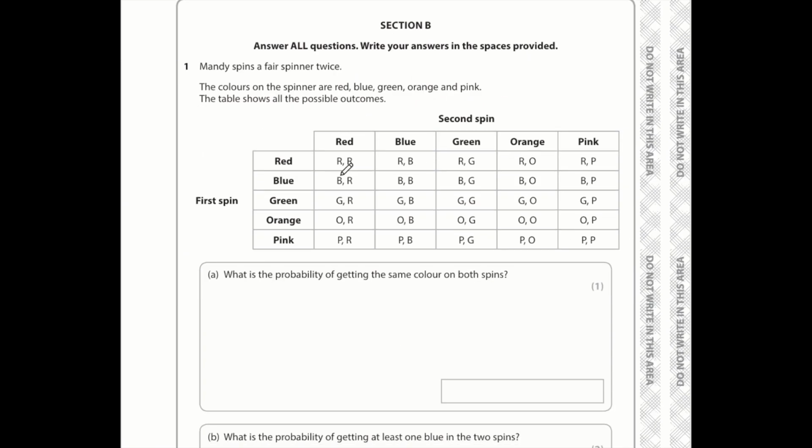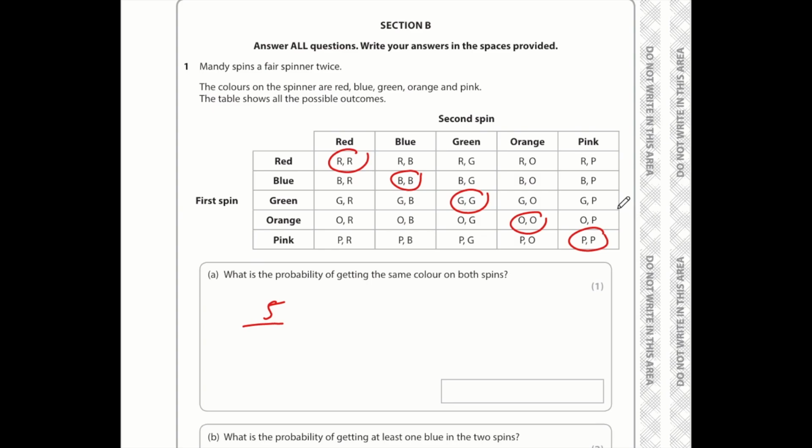Okay, so here we've got a two-way table showing the results of spinning a fair spinner twice. And what's the probability of getting the same colour on both spins? Okay, so we could get red followed by red, or blue followed by blue, green, green, orange, then pink, pink. So there are 1, 2, 3, 4, 5 ways to get the same colour.